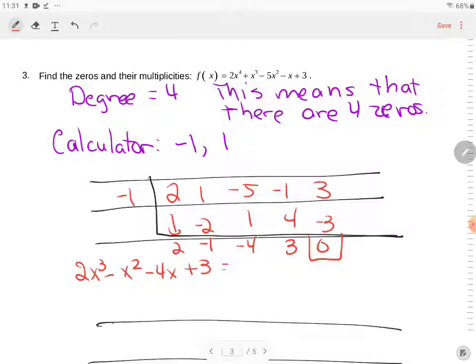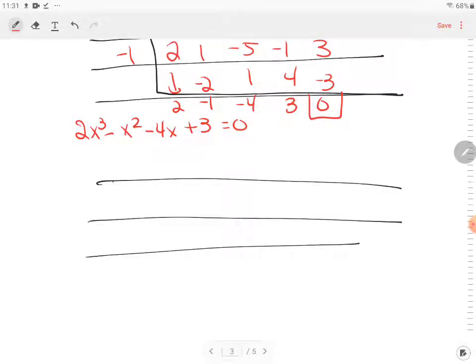That is now the new problem you have to solve. Do not go back to the original problem. If you do, you'll miss it. So now we want to use the other number, which is positive 1. And we're going to do that with our new problem that we found: 2, negative 1, negative 4, 3. So that's the quotient, or the answer, to the first division problem.